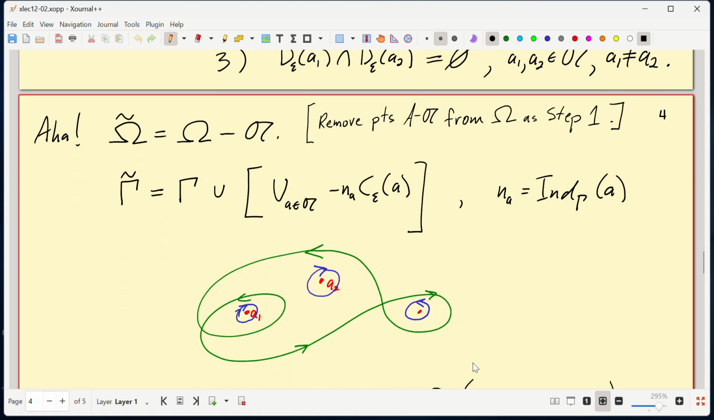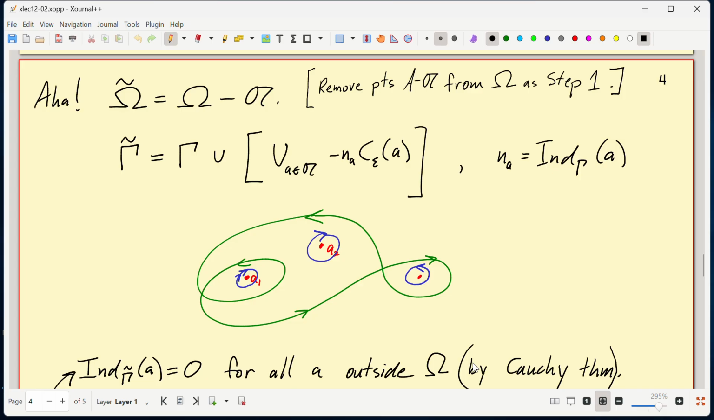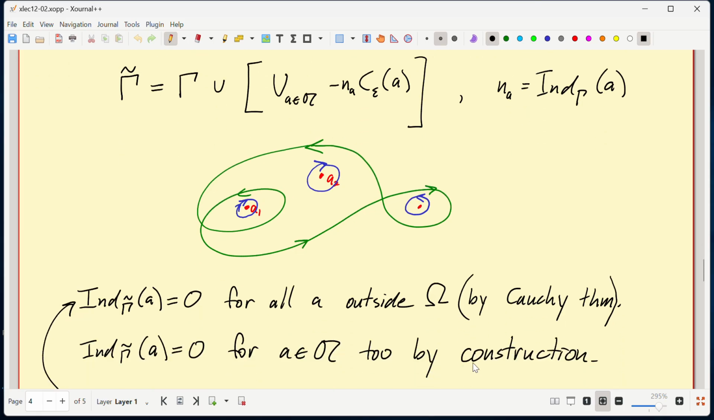Okay, so there's the picture. If that's the cycle, if the green stuff is the cycle gamma, then I'm adding these little circles to cancel out when I add up all the indices at the A's. And the interesting thing is that that doesn't change the fact that the thing is homologous to 0 for the other points. It only makes it true for these new points that we have to worry about.